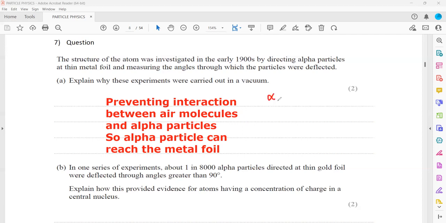Say this is a source of alpha particles, and in between we have air molecules and then the metal foil. So what might result if they collide? They might change their direction as well. That's one possibility. Or an alpha particle might be stopped by the air molecules before reaching the gold foil.